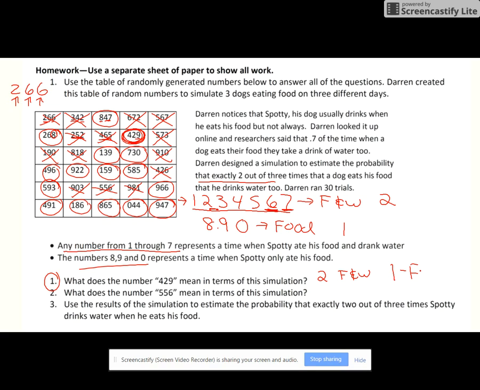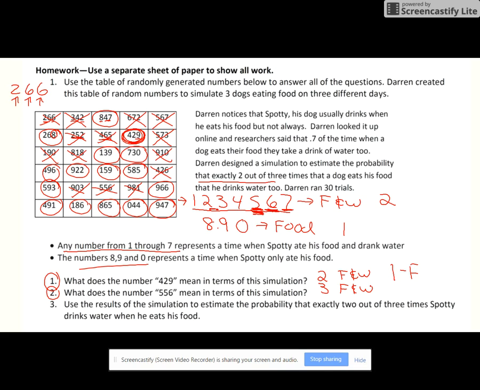On the second one, what does the number 5, 5, 6 mean? Well, I could find it in there, but I don't see it right off the bat. So I'll just go with 5, 5, 6. There's 2 5s and a 6, which means all 3 had food and water.